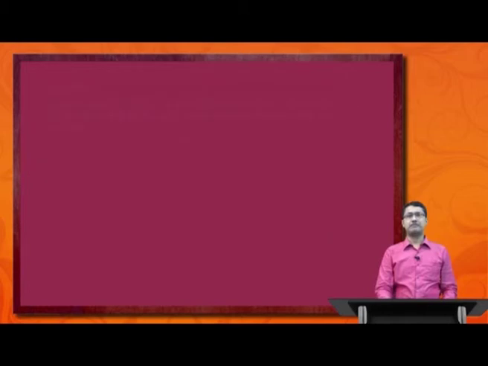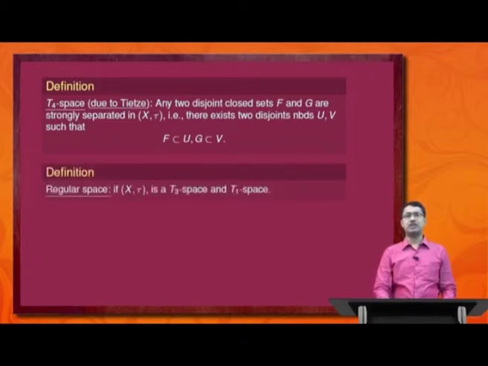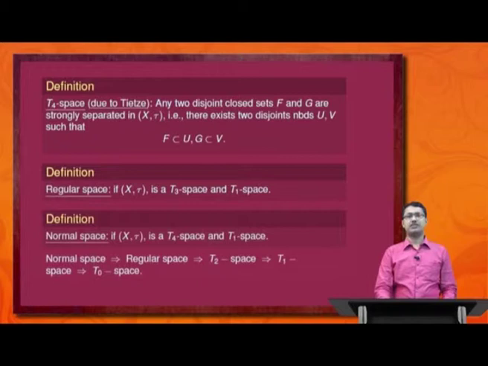Next, we introduce the definition of T4 space due to Tietze. Any two disjoint closed sets F and G are strongly separated in (X, tau), that is, there exist two disjoint neighborhoods U and V such that F is a subset of U and G is a subset of V. Next, we introduce the definition of regular space: if (X, tau) is a T3 space and also a T1 space.